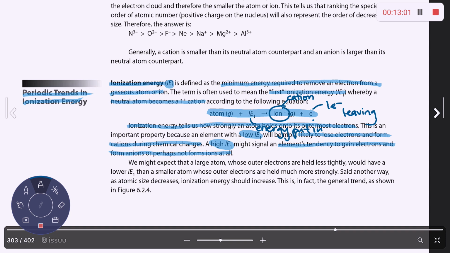Smaller atoms hold on to their electrons more strongly, so therefore they're probably going to have a higher first ionization energy than something else. But generally speaking, as the atomic size decreases, your ionization energy should increase. So your trend would be ionization energy increases in the opposite direction of metallic character and atomic radius. So it increases up and to the right. Okay, so let's take a look at the next page.